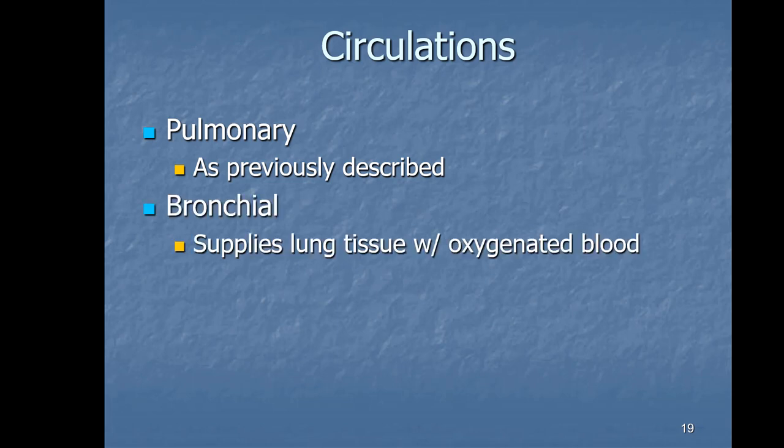So in addition to that, we do have a small circulation called the bronchial circulation. And this is basically the same thing as the coronary circulation of the heart. So the lungs themselves need their own blood supply, and that's called the bronchial circulation. The bronchial circulation supplies the lung tissue itself with oxygenated blood.